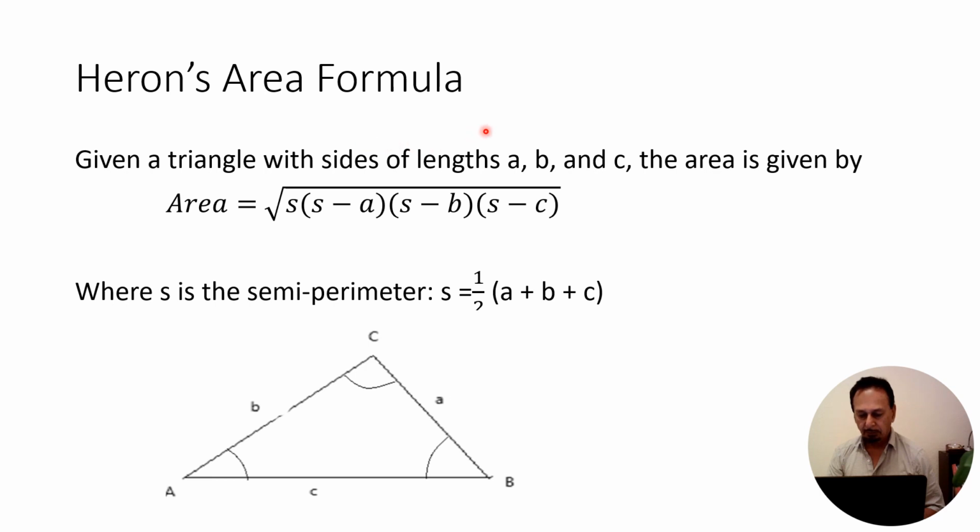Heron's area formula. Given a triangle with sides of lengths A, B, C, the area is given by this formula: square root of S times S minus A times S minus B times S minus C, where S is the semi-perimeter, and that is you add all the sides A plus B plus C and divide by 2, or multiply by 1/2.